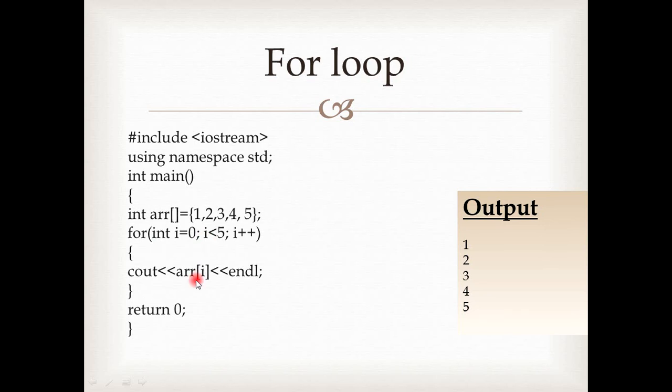So it gets inside. And now see, ARR of 1. What is ARR of 1? This is ARR of 0. This is ARR of 1. So 2 will be printed. So similarly it increments. ARR of 2, ARR of 3, ARR of 4. So till 5 it will be printed. Now after that my I becomes 5. So 5 is less than 5. Is the condition true? No. So it comes out of my loop. So my output would be 1, 2, 3, 4 and 5.